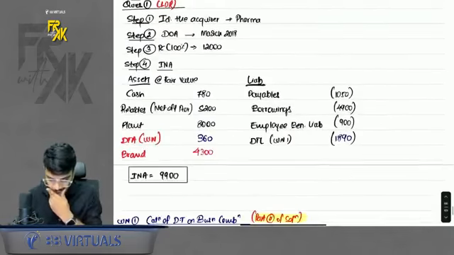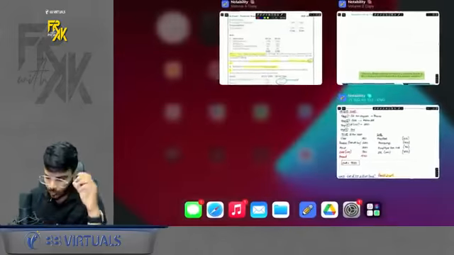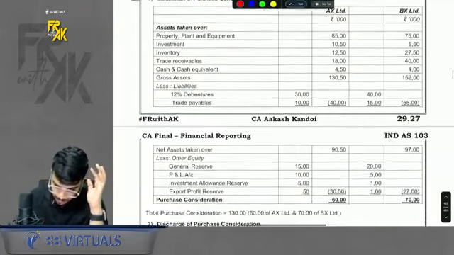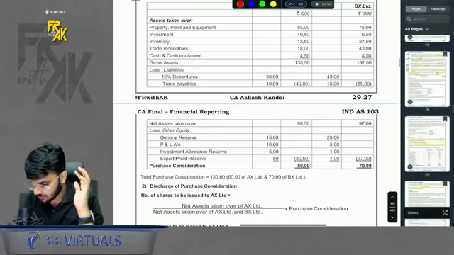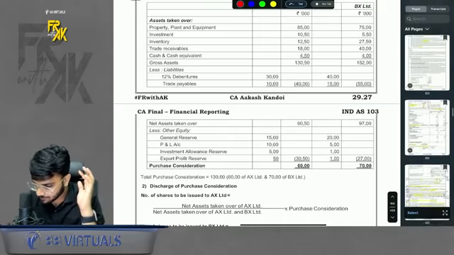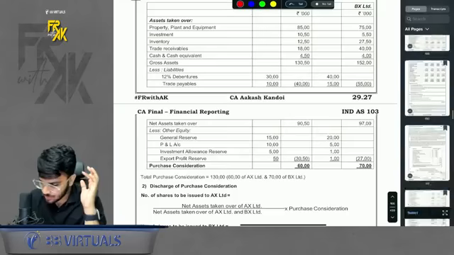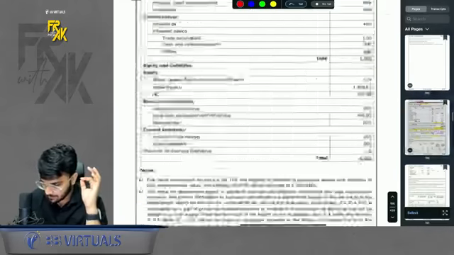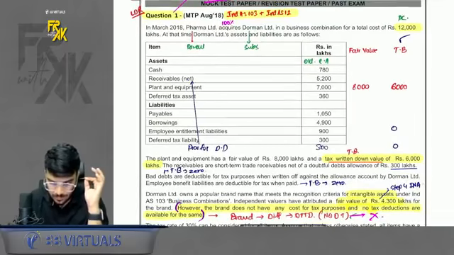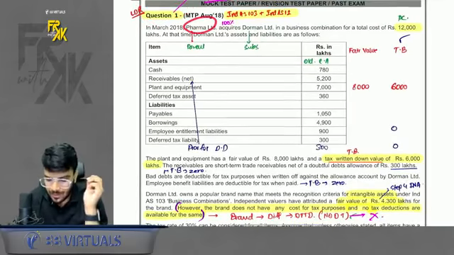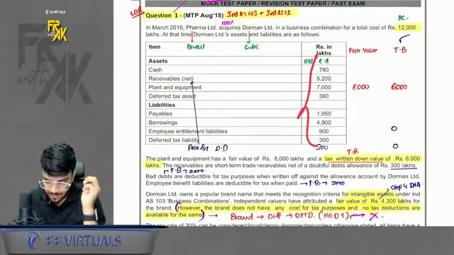Then there were two more questions here, which I feel I should revise with you. One was question number 1 of the MTP RTP past exam. Basically this was question number 1, where we are acquiring a company. So assets and liabilities are given.